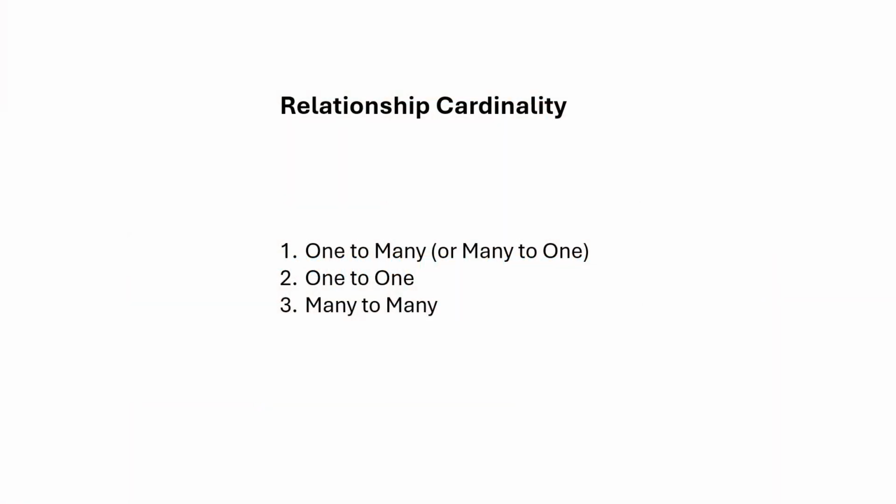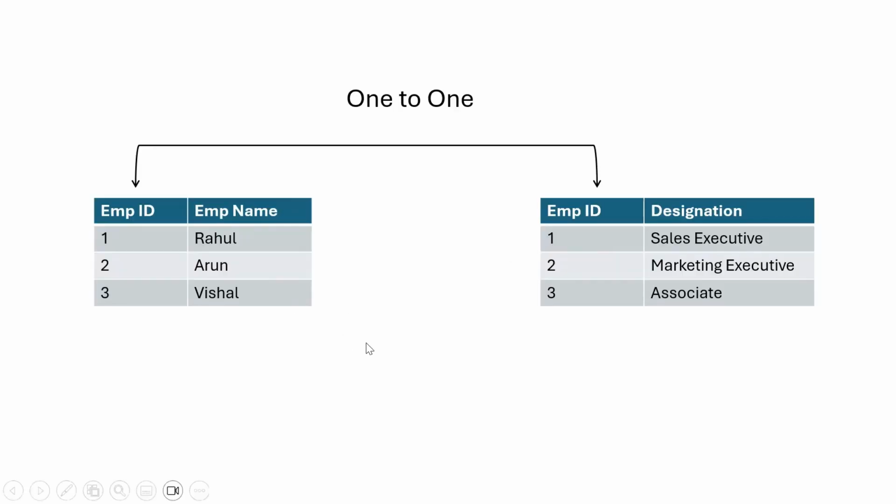Table relationship cardinality can be of three types: one to one, one to many or many to one, and many to many. Cardinality means how unique the values are in the column with which you make a relationship between two tables. To give you an example, this is an example of one-to-one cardinality. Here, we can see that in both the tables, there is one row per employee ID. So the relationship would be one to one.